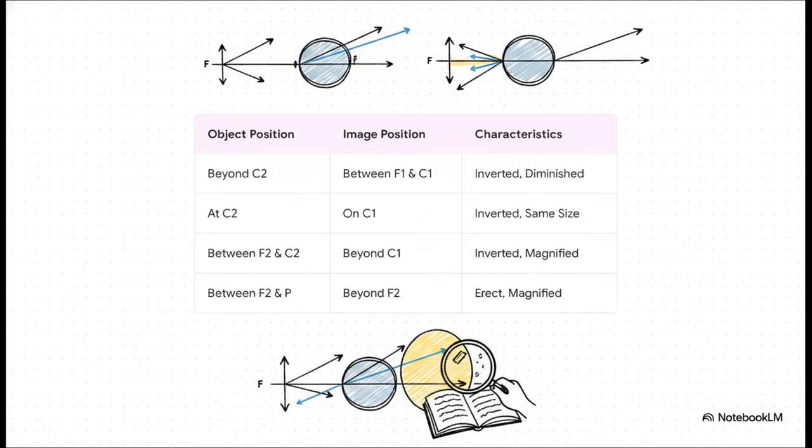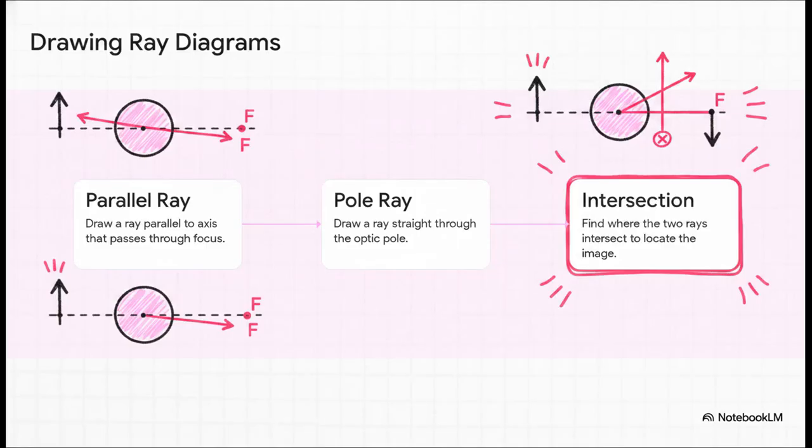But look at that bottom row. If you move the object so close that it crosses the focal point, the image suddenly flips right side up. It becomes a virtual magnified image. That's literally the science of holding a magnifying glass right up against a tiny font to read it. But hey, you don't even need to memorize that table. You can just draw it.